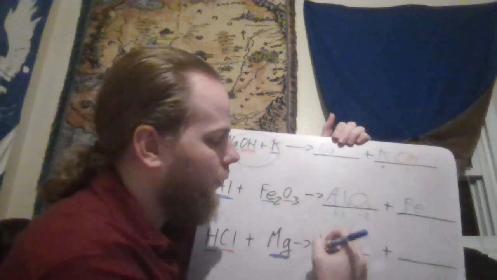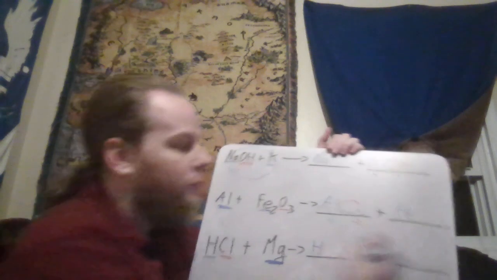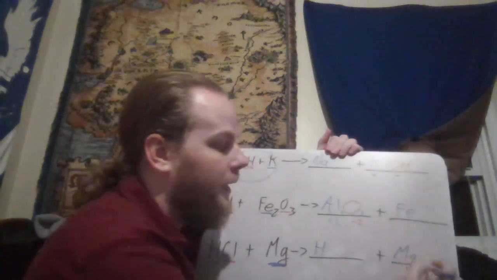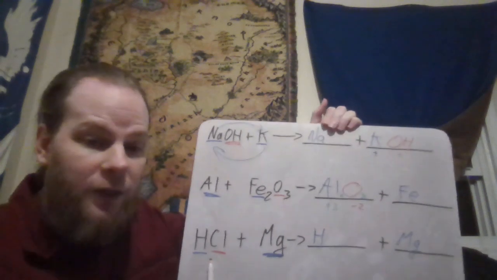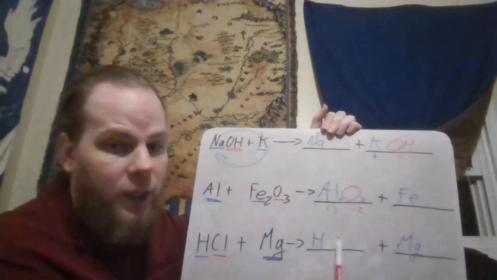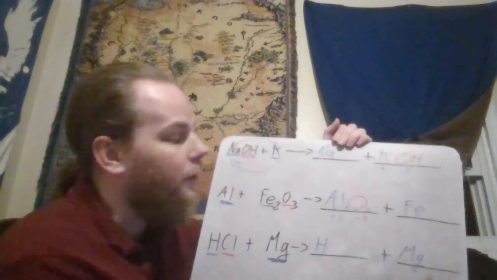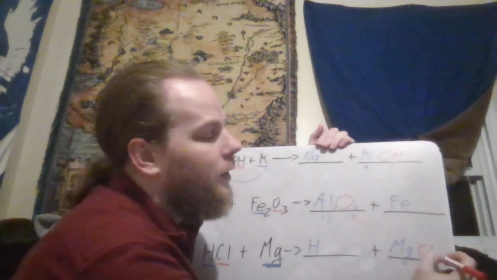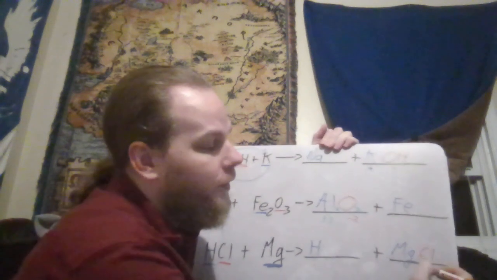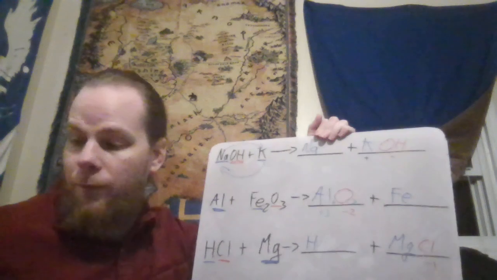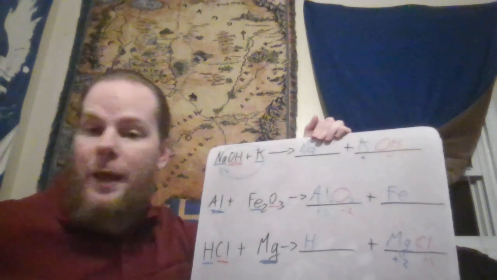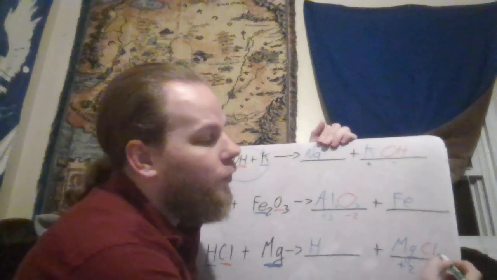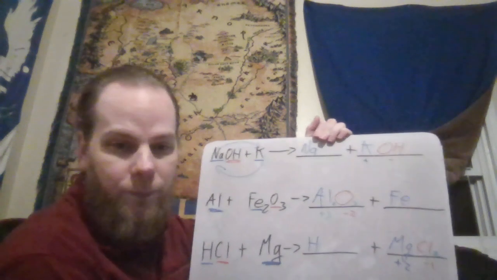So H goes in the first blank, Mg goes in the second blank, and the Cl was bonded to the hydrogen, so it can't go here. It has to go here. So Cl has to go there. Cl is a -1. Magnesium is +2. So that means that we need 2 chlorines.